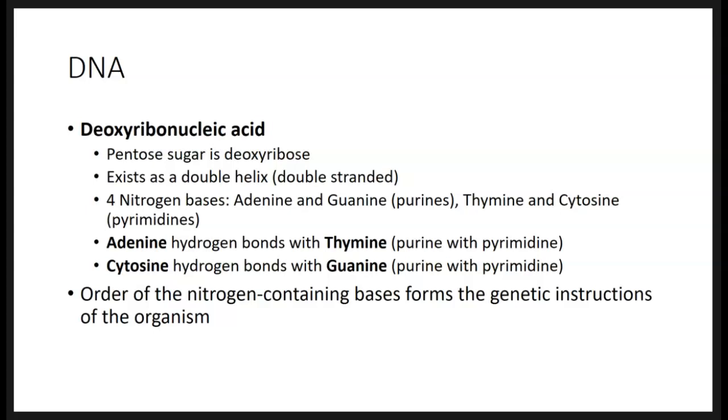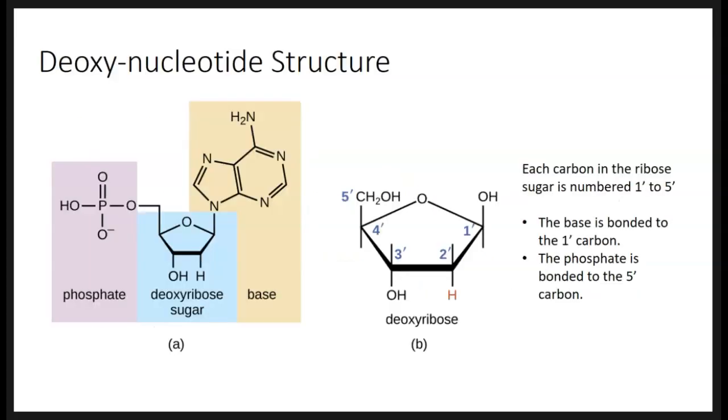DNA also consists of 4 different nucleotides that have 4 unique nitrogen bases. Adenine and guanine are the purines, and thymine and cytosine are the pyrimidines. Adenine hydrogen bonds with thymine, that is a purine bonded with a pyrimidine. And cytosine hydrogen bonds with guanine. Again, that's a purine with a pyrimidine. So the order of the nitrogen-containing bases forms the genetic instructions for every organism, because DNA is the genetic information.